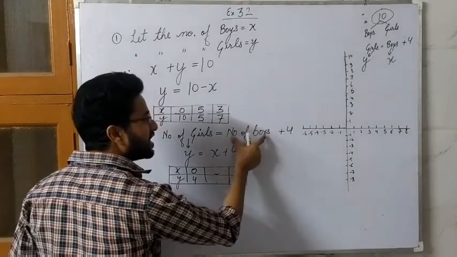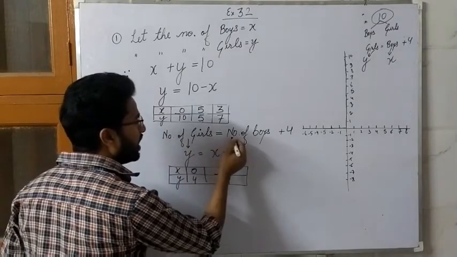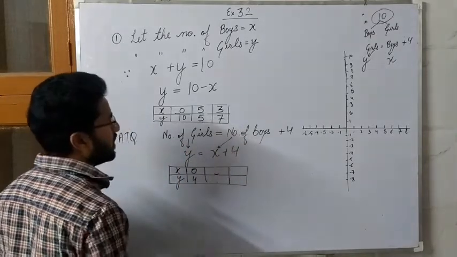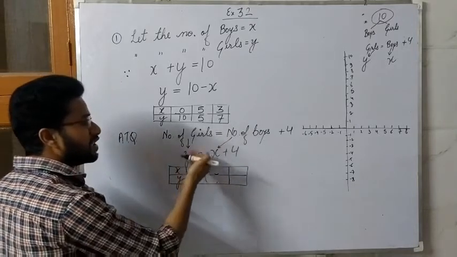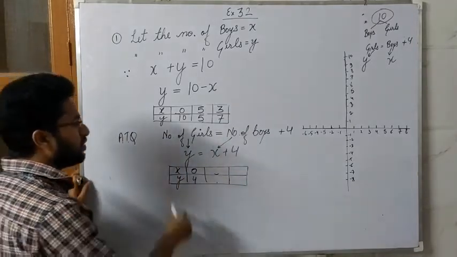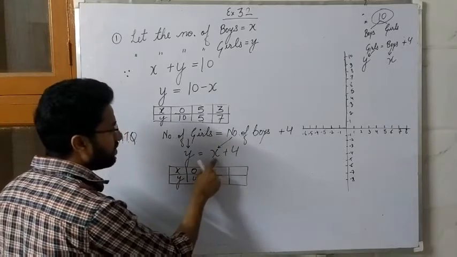Now the second condition was that the number of girls is 4 more, for which we added 4 to the number of boys. Now the number of girls means y and the number of boys means x. So y equals x plus 4. This equation is already of the form y in terms of x. Now what we will do? Put the value of x and get y.